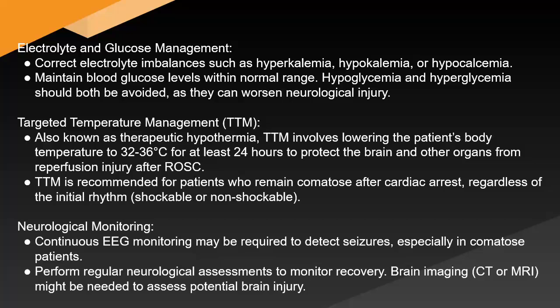Electrolyte and glucose management. Correct electrolyte imbalances such as hyperkalemia, hypokalemia, or hypocalcemia. Maintain blood glucose levels within normal range. Hyperglycemia and hypoglycemia should both be avoided, as they can worsen neurological injury. Targeted temperature management, TTM. Also known as therapeutic hypothermia, TTM involves lowering the patient's body temperature to 36 degrees for at least 24 hours to protect the brain and other organs from reperfusion injury after ROSC. TTM is recommended for patients who remain comatose after cardiac arrest, regardless of the initial rhythm, shockable or non-shockable.